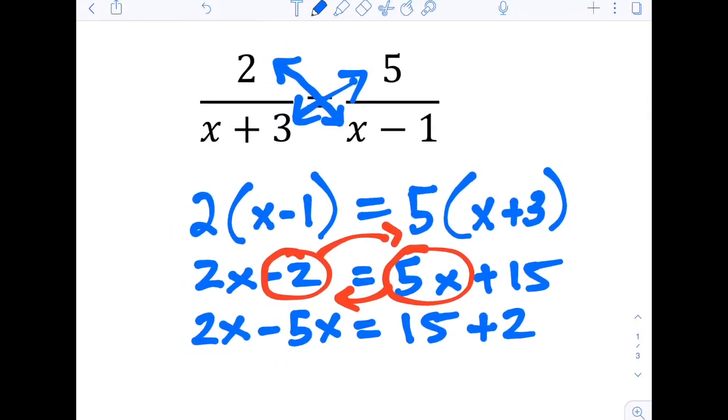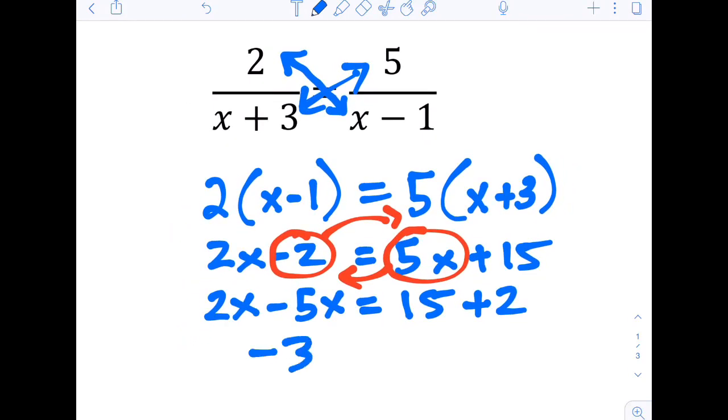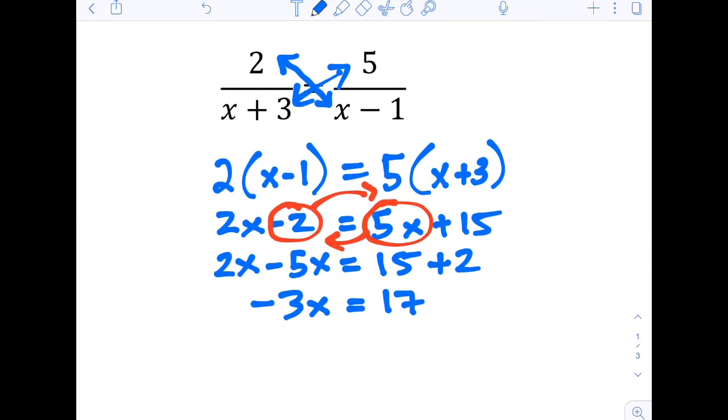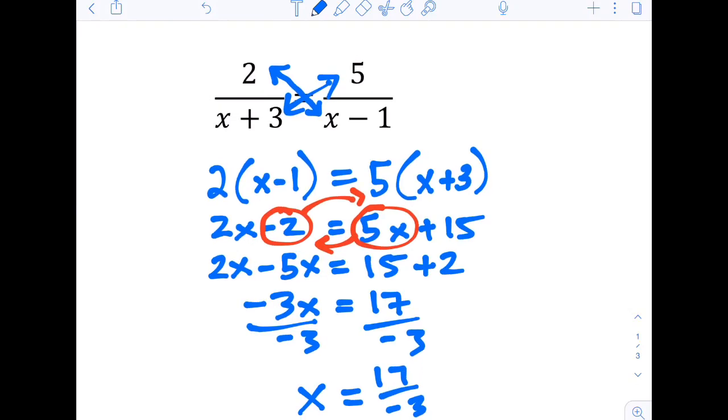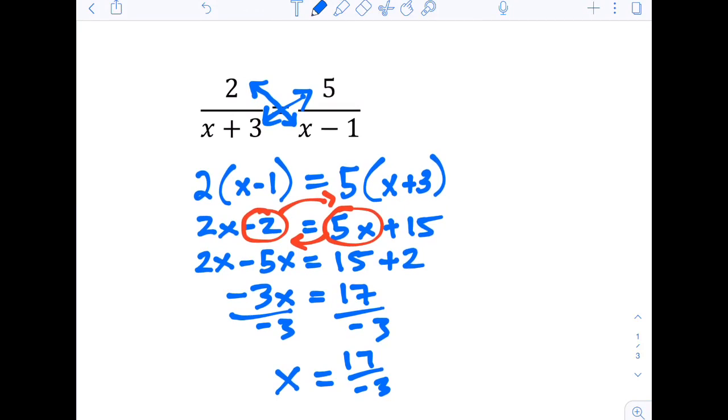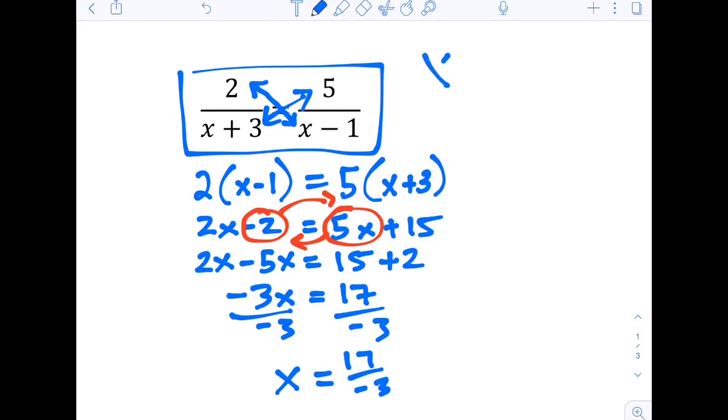And then all we're going to do is add our like terms together. So on the left side I get negative 3x. On the right side we get 17. And we divide both sides by whatever's with the unknown. And we get x is equal to 17 over negative 3. Keeping in mind in this case we'd have to state our restrictions as well. So that's from the very beginning of our equation. We would say, well, x cannot be equal to negative 3 and 1. That's not my answer that I have, so we're okay with the answer that we have based on the restrictions that we had.